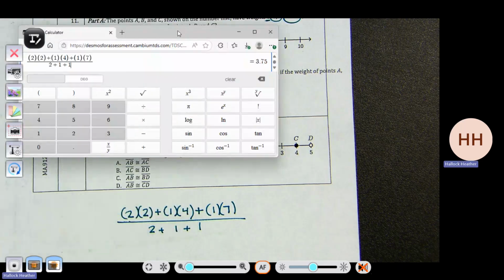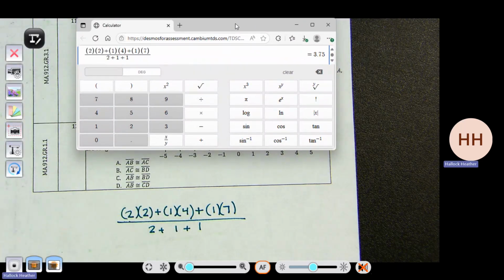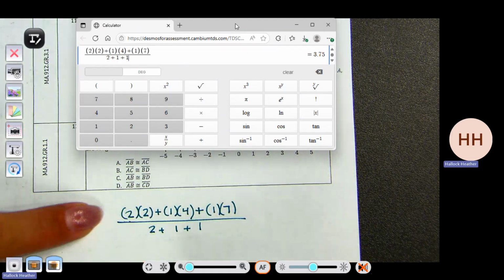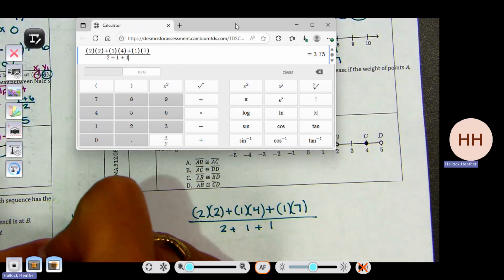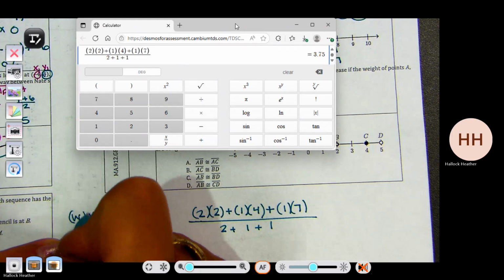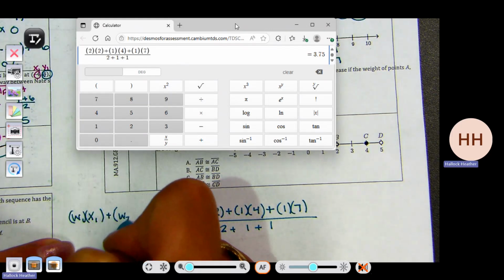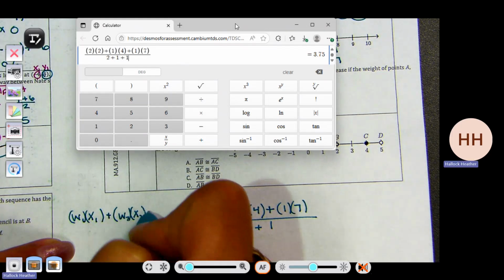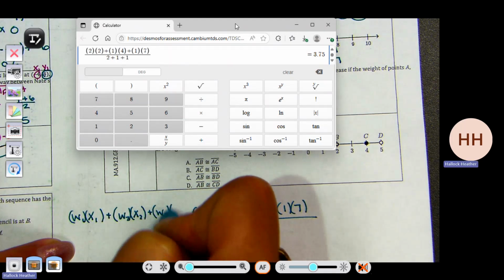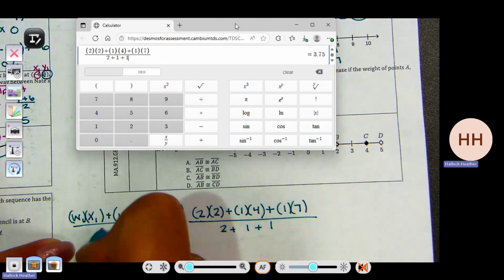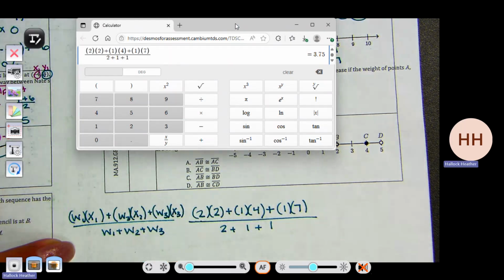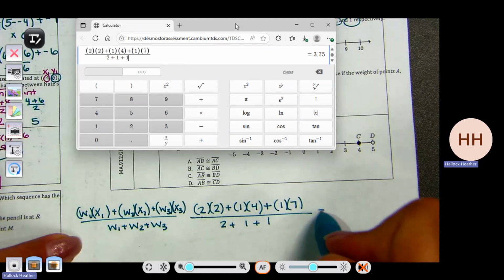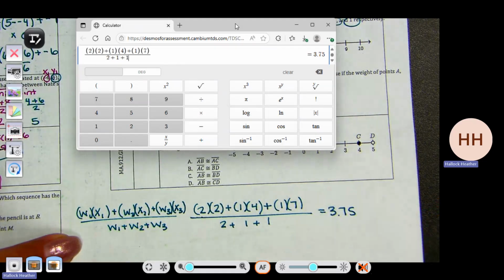you should get 3.75. So I'm going to write the formula out so that way you have it. It's weight 1 times x1 plus weight 2 times x2 plus weight 3 times x3. And you're dividing by all the weights added together because they give you an extra point. So you should get 3.75 as your weighted average.